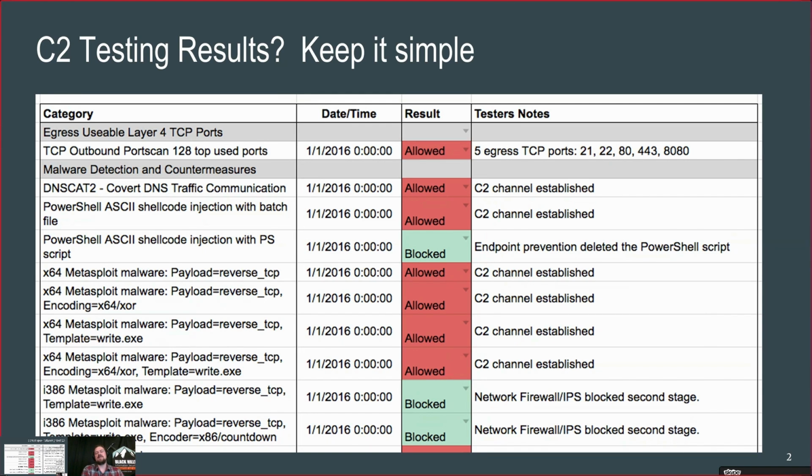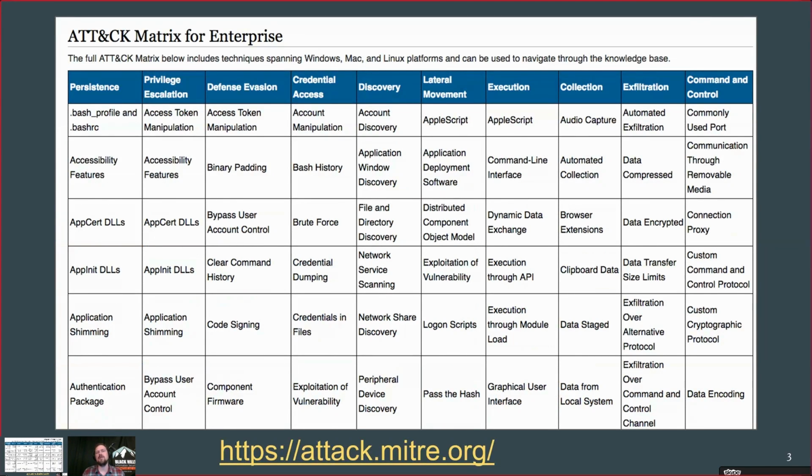Now, as you do this type of testing, it's also important to look at the type of testing you can do to cross-reference the MITRE ATT&CK matrix.